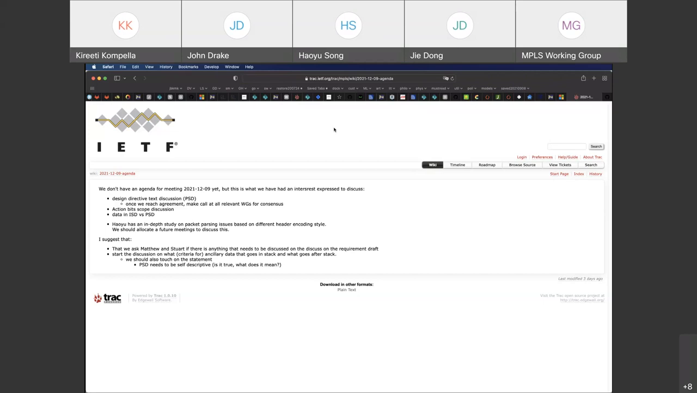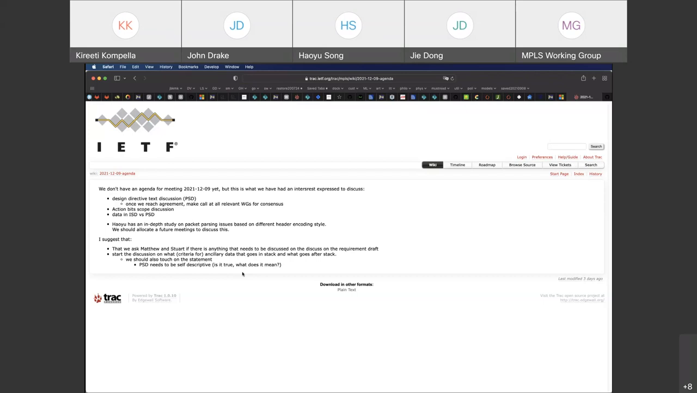But I do want to say that, from the indicators, you point down and say there is post stack data. So there is a question that Loa had, which is on this page here: the PSD needs to be self-descriptive. Is it true? What does it mean? That's at the bottom of this agenda, and so I would like the PSD to be self-descriptive in the sense that it has a TLV structure, whether it's a next header structure or a TLV structure, and get that much defined, and then the details of how the IOM is laid out and how any other post stack data is laid out.